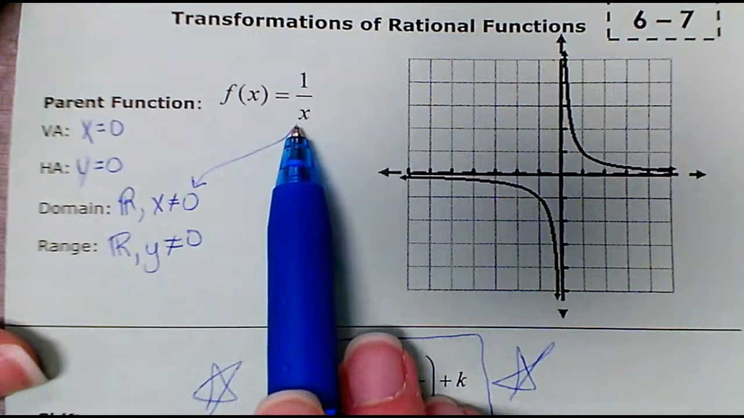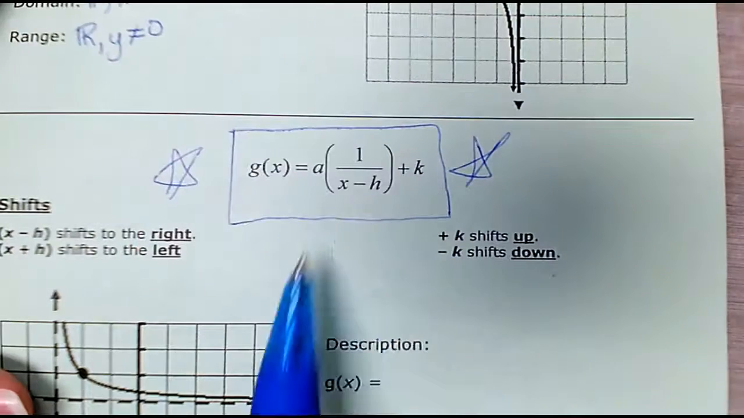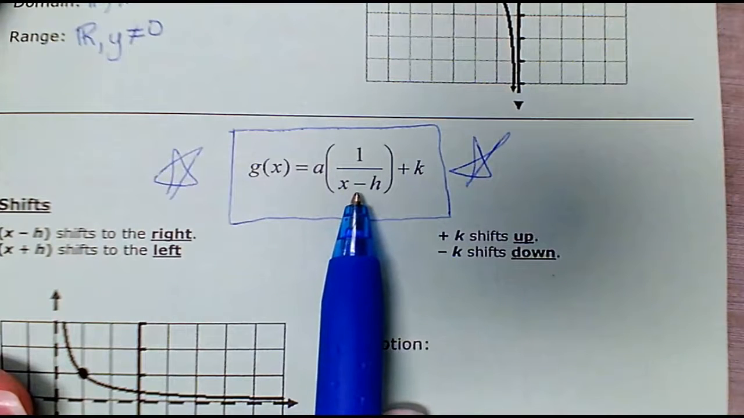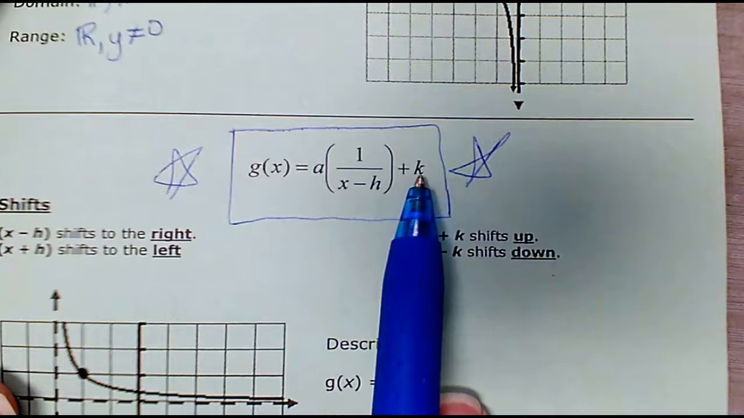But the point is, anything that is shifting left or right has to be with x, which means that we're going to have this x minus h in the denominator. So this is the part that shifts left or right. What does this do? Shifts up or down. This is a vertical shift.